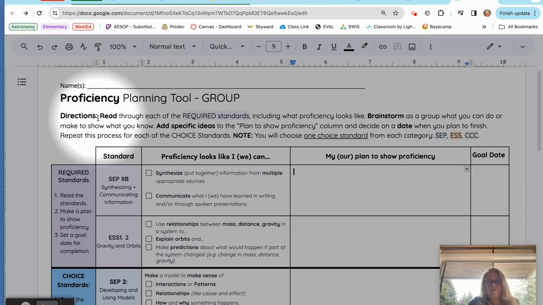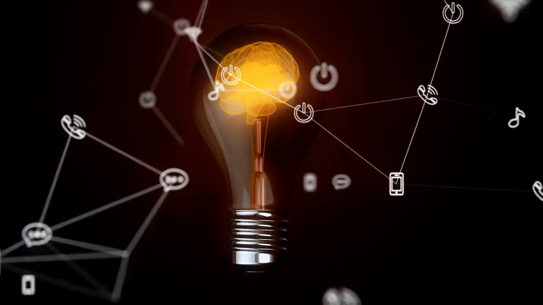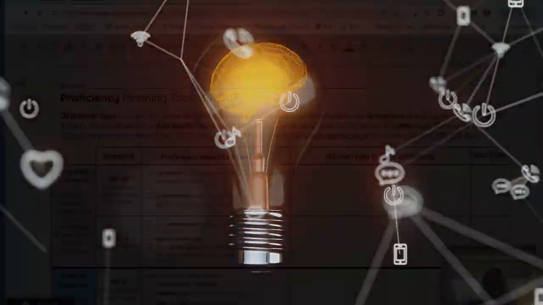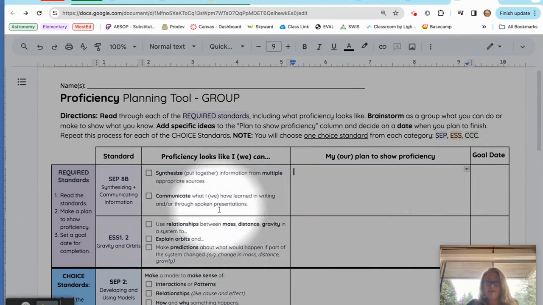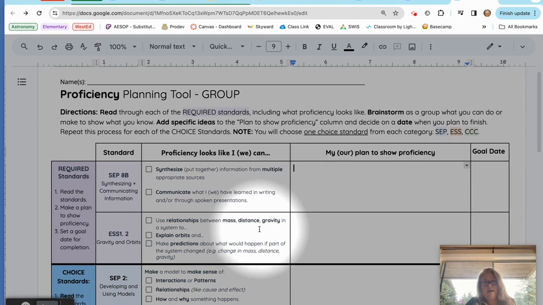They tell you to read through the required standards, including what proficiency looks like, and then really brainstorm how it is that you are going to show proficiency, kind of meet these checkpoints on whatever your product is that you're turning in. You're also going to think about, well, when would we want to have that done? Once you have gone through both of these required standards and really taken the time to unpack them, you'll move on and go into this three choice standard sections.